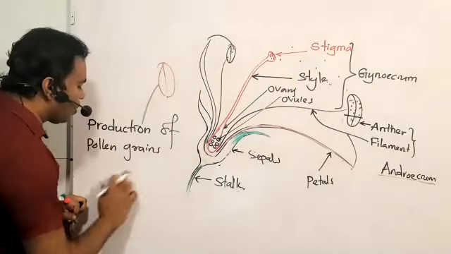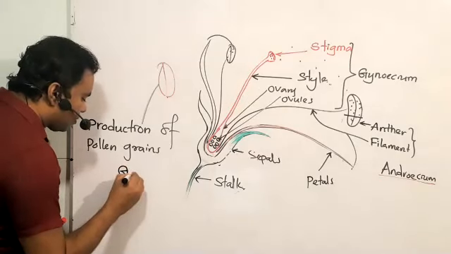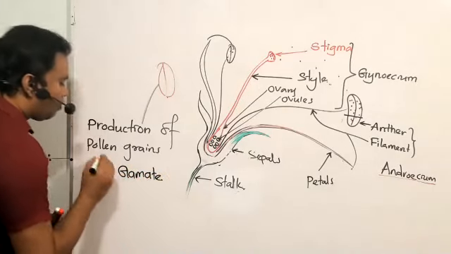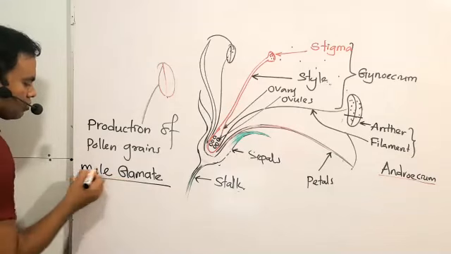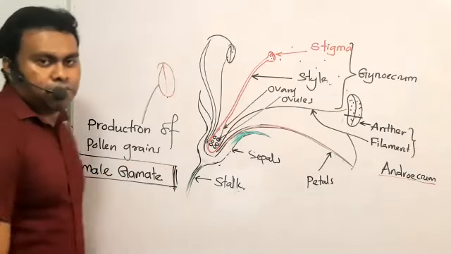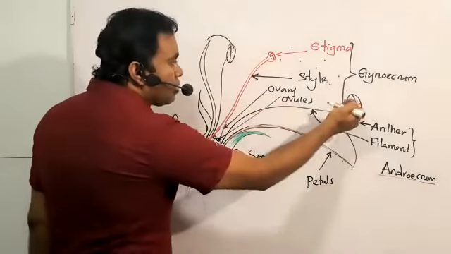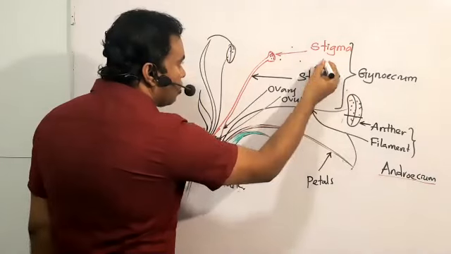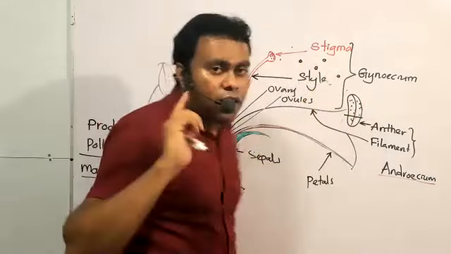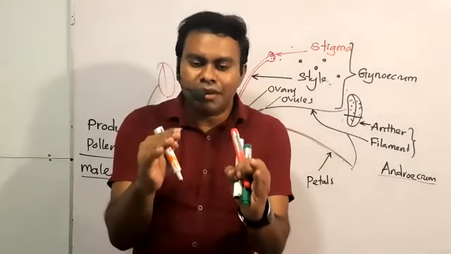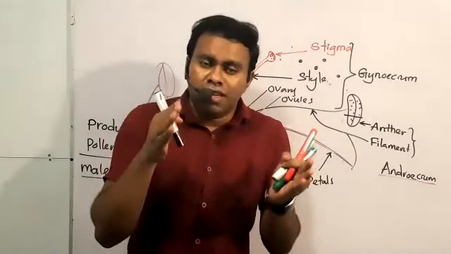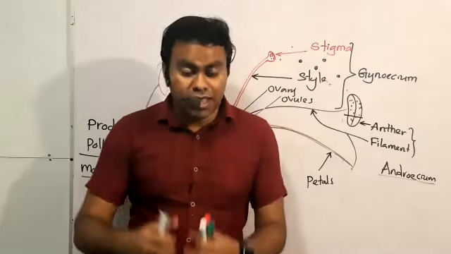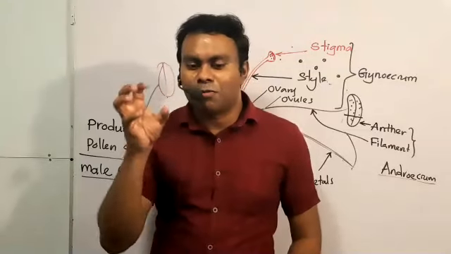In English we call that gamete. So pollen grain means male gamete. Pollen grain means the male gamete that is produced. So we call that male gamete. If I ask you, what is the male gamete of plants? What is the male gamete of the flowering plant? Okay, I'll repeat that. What is the male gamete of a flowering plant?